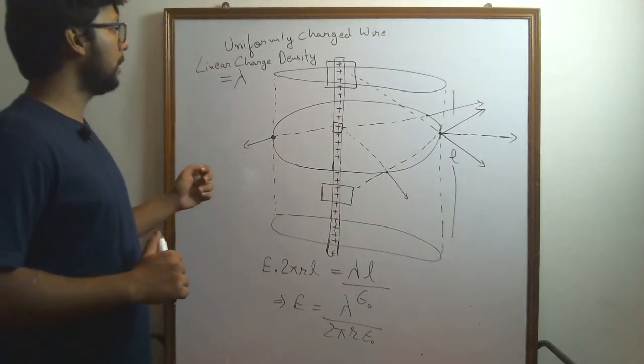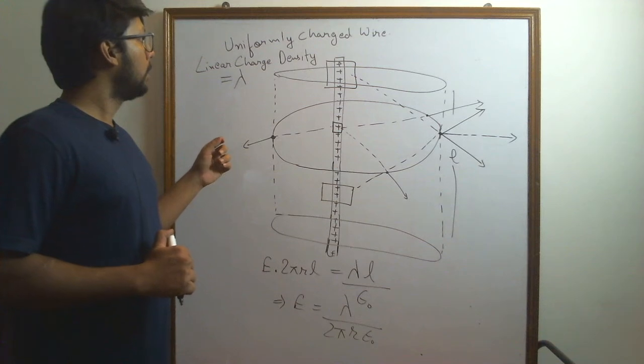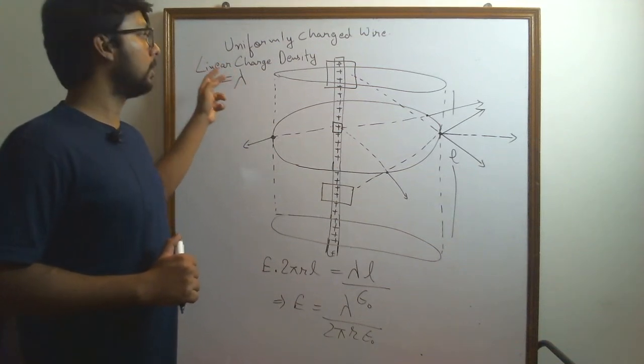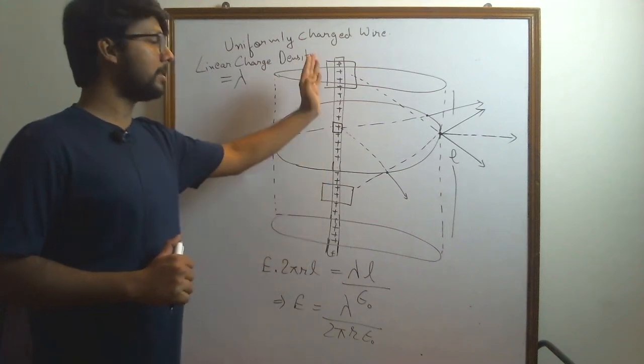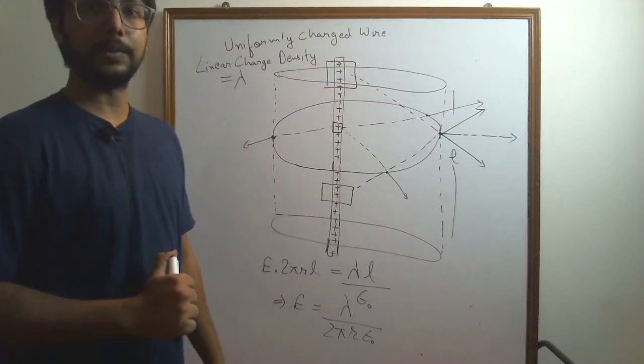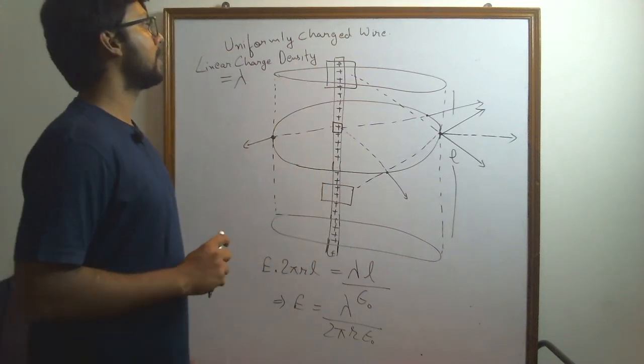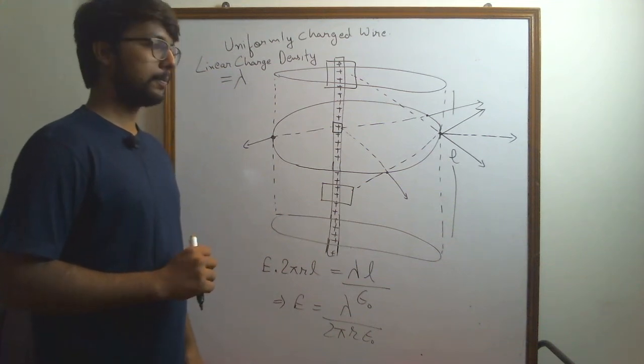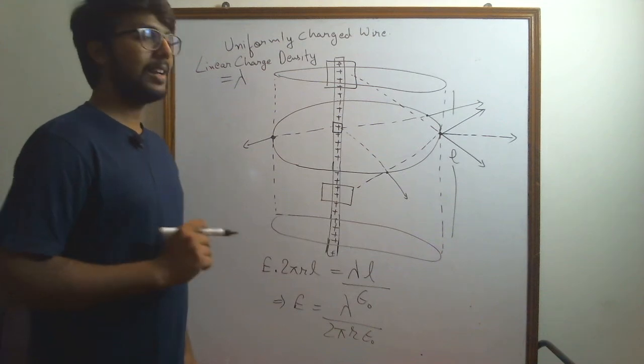At the same time, the obvious assumption over here is that the charge is uniform on that wire, right? So that is an obvious assumption that we have to take care of and understand, right? So that is it for today.